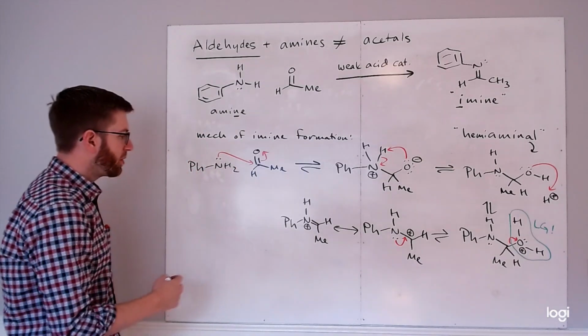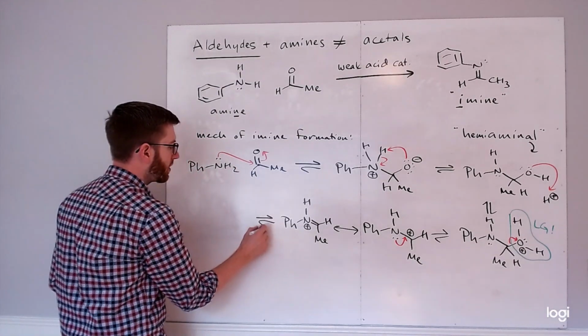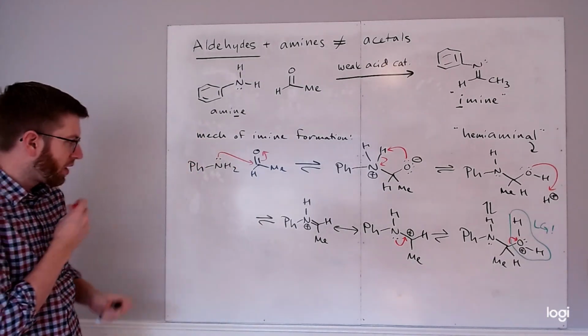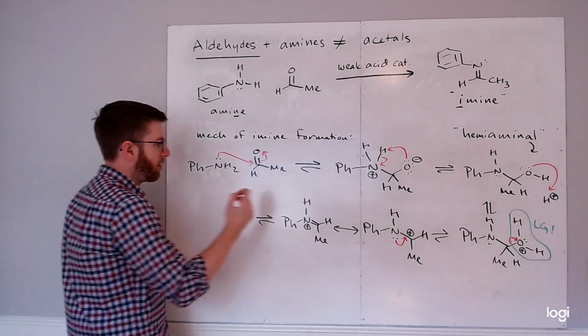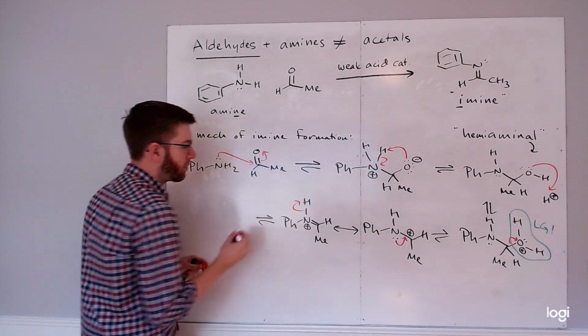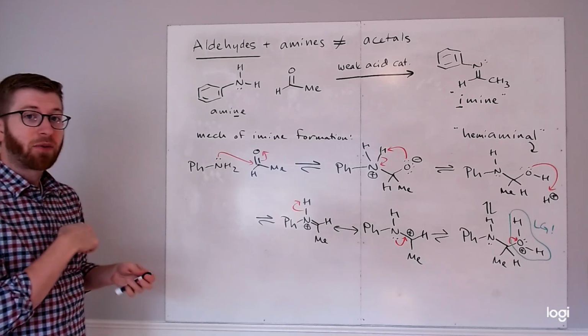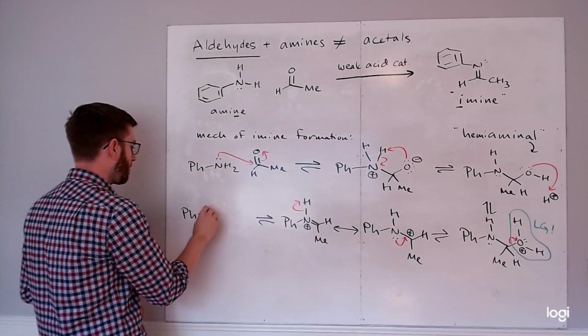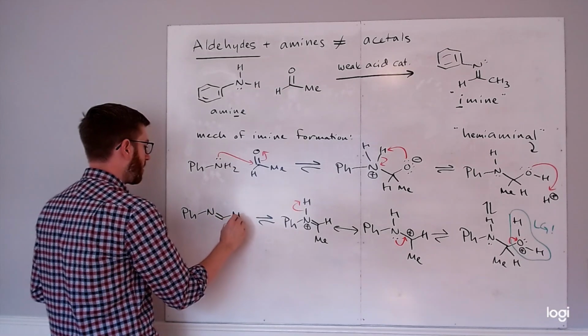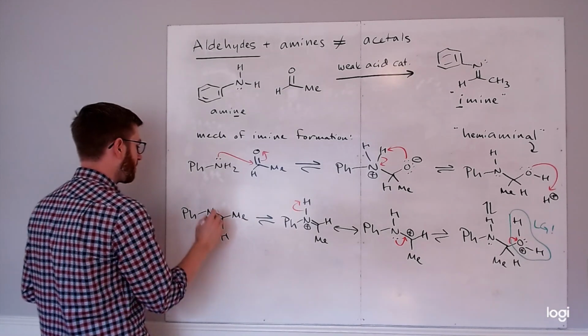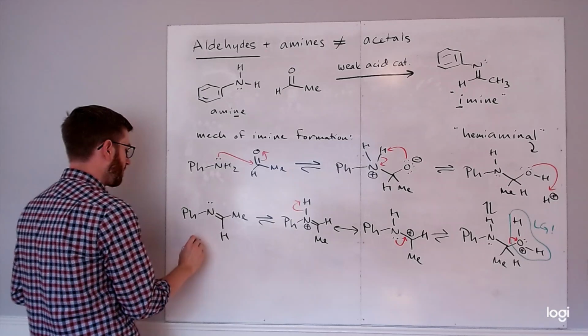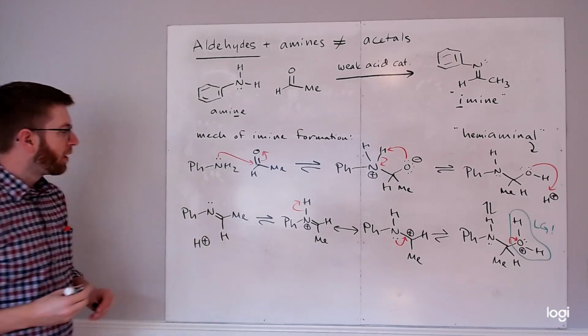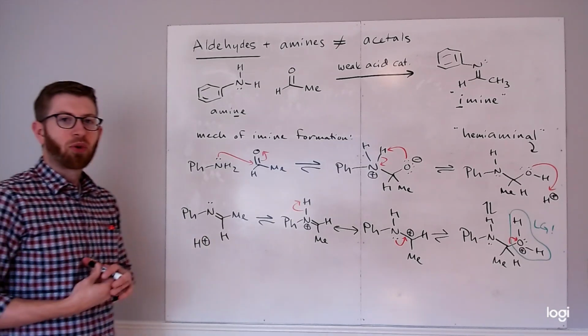And all that's left for me to do now is to turn the catalyst over. So I'm going to dissociate the proton off. Which is good. If this is acid catalyzed, I need to form a proton at the end of the reaction here. Okay, so this is our mechanism for imine formation.